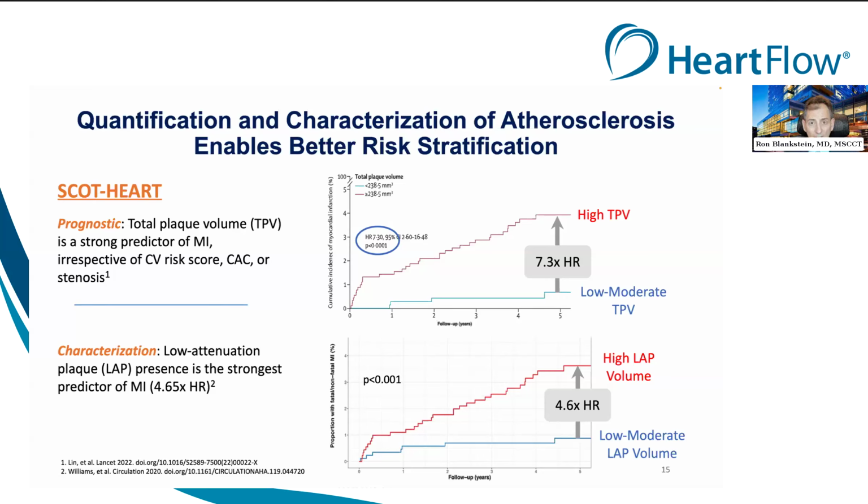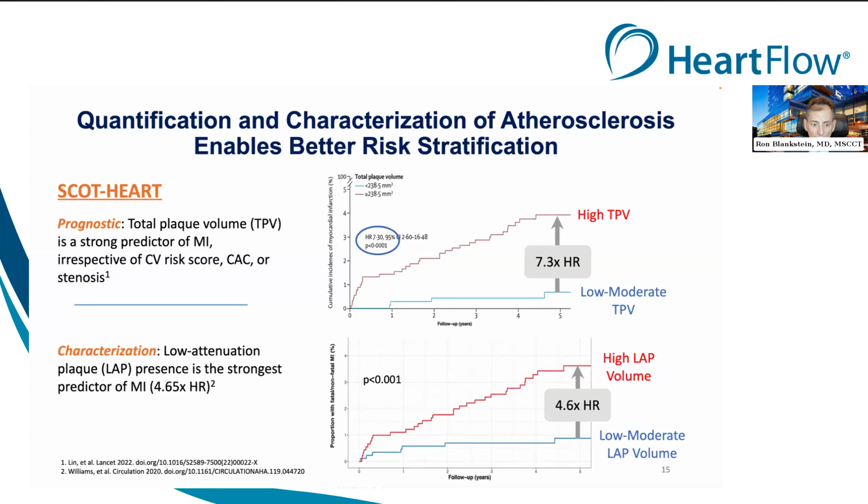We then can characterize plaque, and there's different ways to do so, but one of the most common ways is to look at the type of plaque by looking at the Hounsfield unit and dividing plaque into non-calcified and calcified, and then the non-calcified plaque can be further divided into different types, with low attenuation plaque being specifically plaque that has a Hounsfield unit less than 30. And in this study here, Dr.